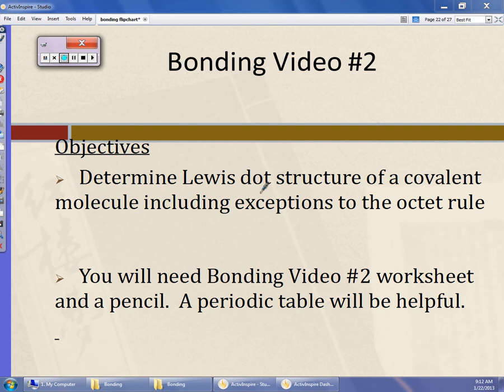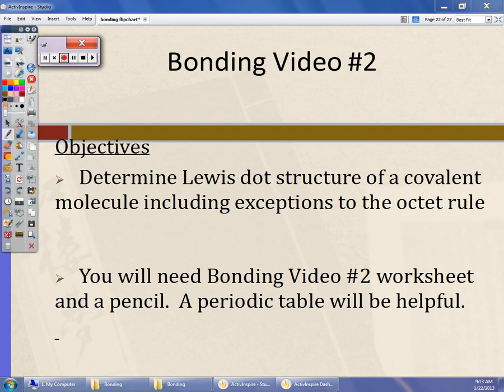Okay, bonding video number 2. The objective today is to find out the Lewis dot structure of a covalent molecule, including the exceptions to the octet rule. In order to do this, you need your bonding video number 2 worksheet, which was passed out in class and also available on Edline, and a pencil. You need this because this is turned in tomorrow. A periodic table is also helpful.